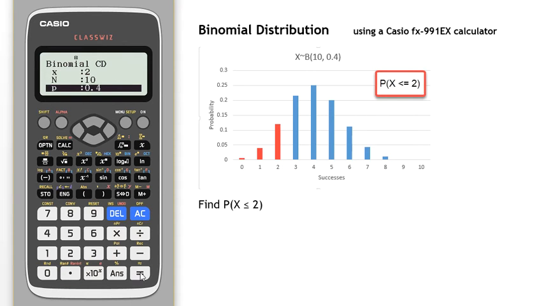And one more equals press will give me the probability of 0.167 to 3 decimal places. And you can see where it is here. That's just over 0.1. These two make up the other 0.06, giving me 0.167 altogether.